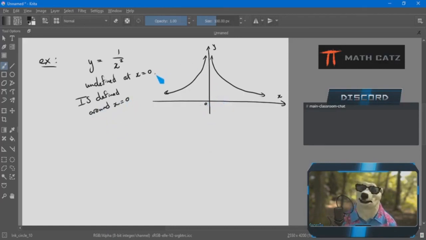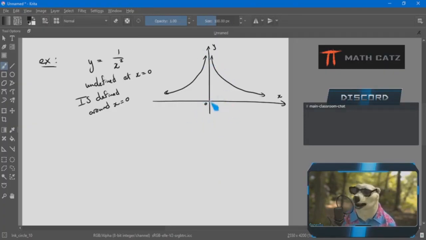Though at x equal to 0 specifically, we have a little bit of a problem because we can't divide by 0. We don't have a y value. Anything around even 0.00001, I have a y value. I just can't be at 0. I can be as close around 0 as I want.